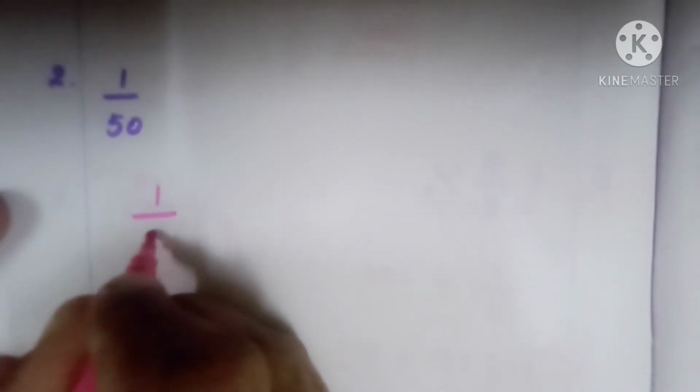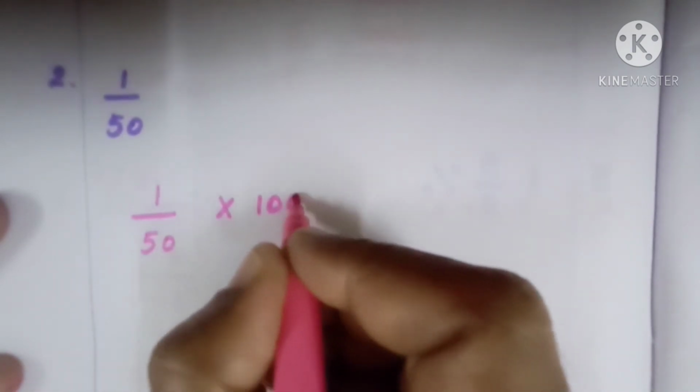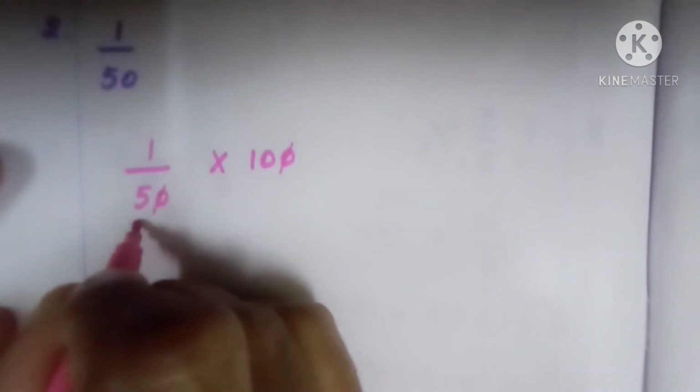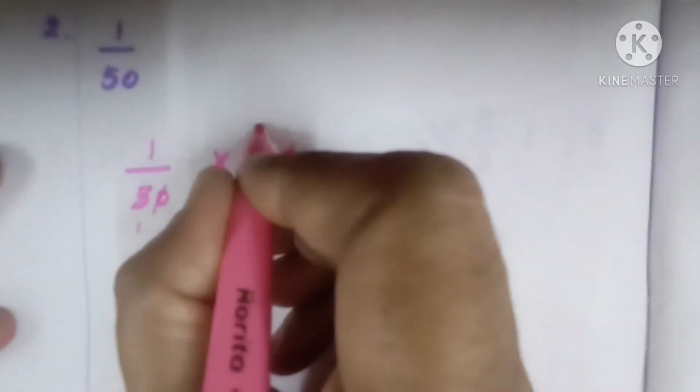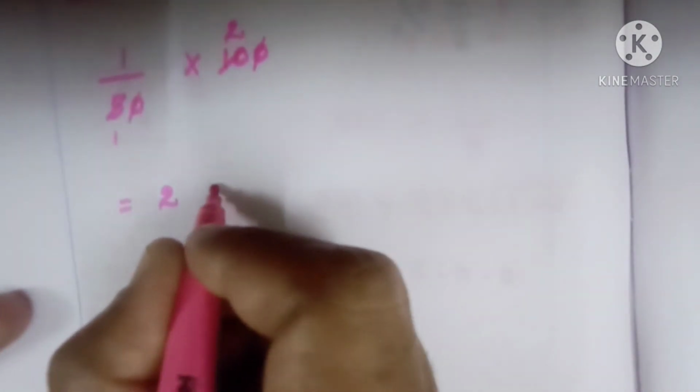Then 1 by 50, to convert into a percentage, you simply have to multiply the fraction by 100. So 1 by 50 into 100 and reduce it. We get 1 5 is 5 and 2 5s are 10. So we get 2 percentage.